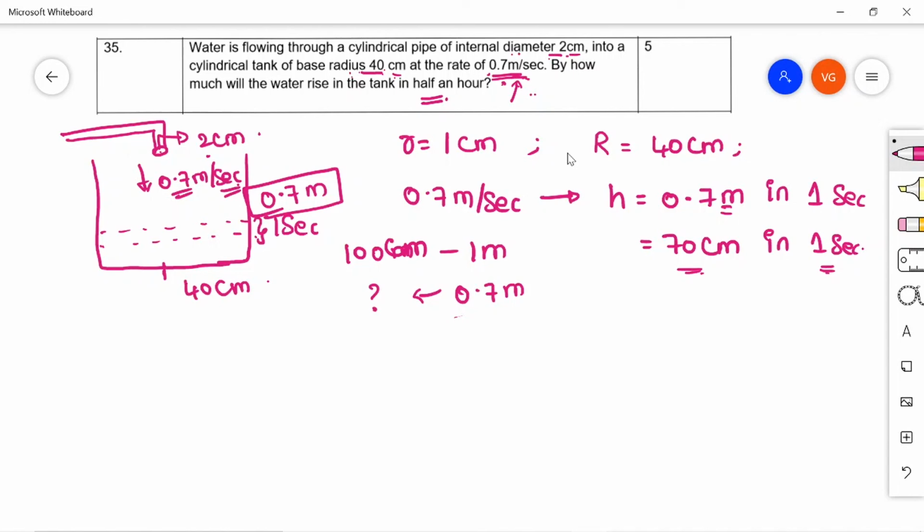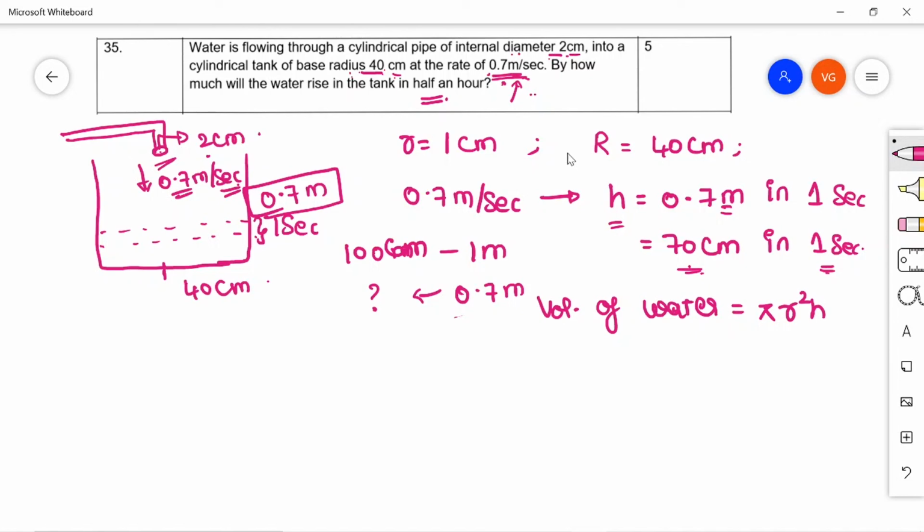Now we'll see. So volume of the water in 1 second filled, the height raised is 70 centimeter. Then volume of the water is now pi r square h, because this is also of cylindrical shape.